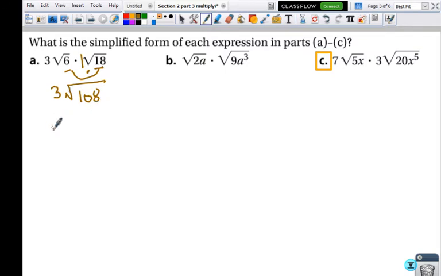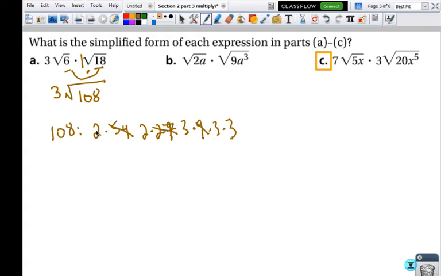And after I do it, now it's just like normal. 108 divided by 2 is 54. So 2 times 54. But 54 is really 2 times 27. Well, you can do it that way if you want. 27 is 3 times 9, and 9 is 3 times 3. So it's 3 times 3 times 3.